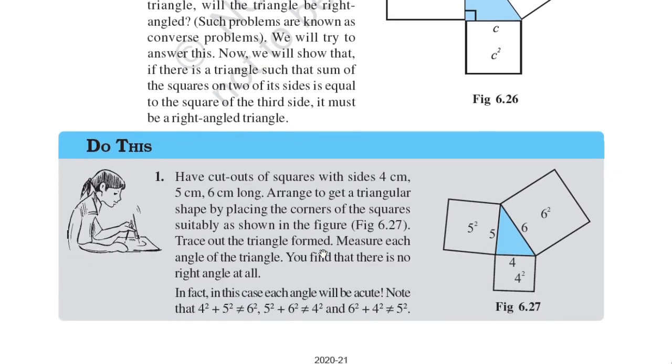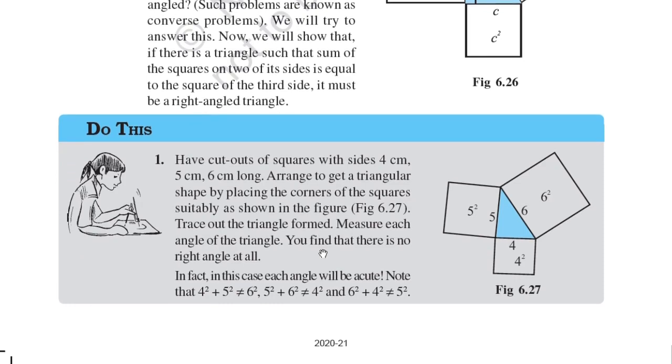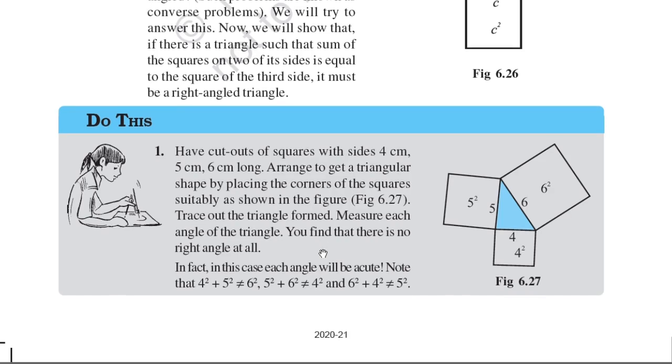Cut out squares with sides 4 cm, 5 cm, 6 cm long. Arrange to get a triangular shape by placing the corners of the squares suitably, as shown in figure 6.27. So you can see they have done that. Measure each angle of the triangle. You find that there is no right angle at all. In fact, in this case each angle will be acute.